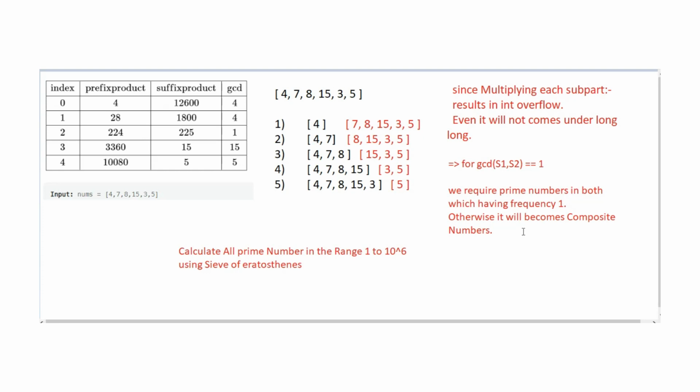So here we need to apply the concept of the sieve of Eratosthenes. They have given the range of the numbers from 1 to 10 to the power 6. So in the prime array, as we do in the sieve algorithm, we create the prime vector, and in that prime vector we store all the prime numbers in the given range, from 1 to 10 to the power 6. Then we will apply the technique that we need to solve this problem.